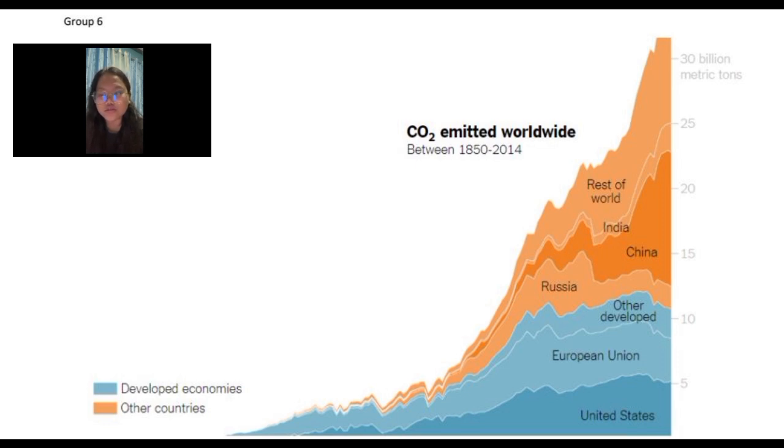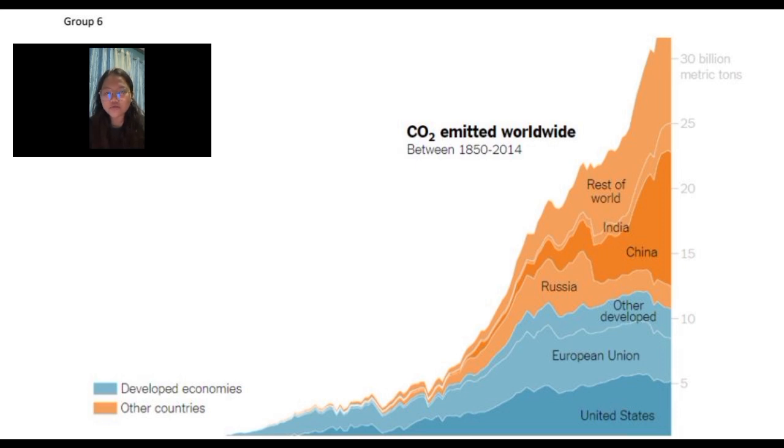In contrast, emissions from developing countries such as China and India remain relatively low until the late 20th century. However, in the years approaching 2014, their emissions increased rapidly. This sharp rise indicates rapid industrial growth, population increase, and higher energy demand in these countries.